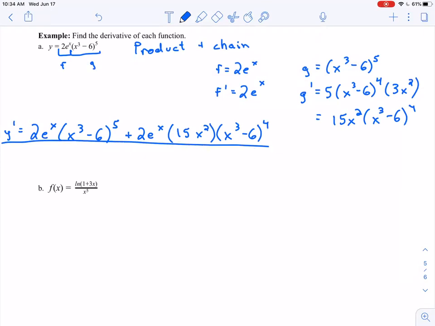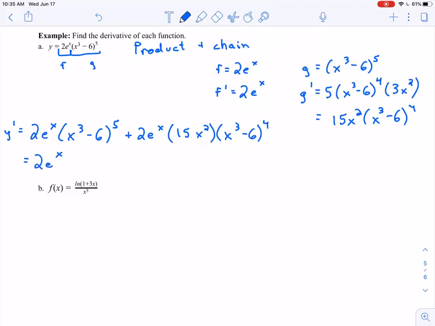I might just let you multiply 2e to the x and 15x squared to get 30x squared e to the x. But even that I don't think is that big of a deal. If I did want to simplify this, I'm going to factor. So first of all, I'm looking at this as a term and this as a term. Between those two terms, I see 2e to the x, we have that in common, so we can factor out 2e to the x.